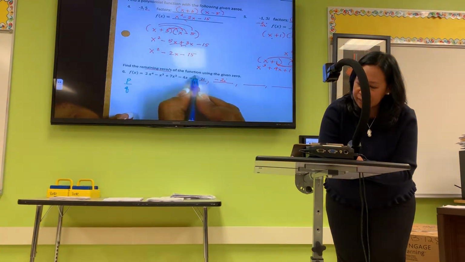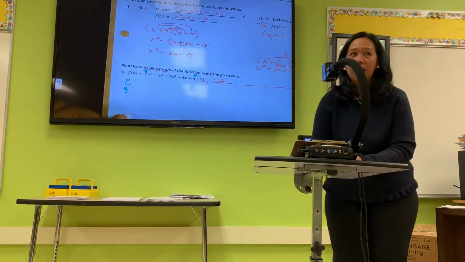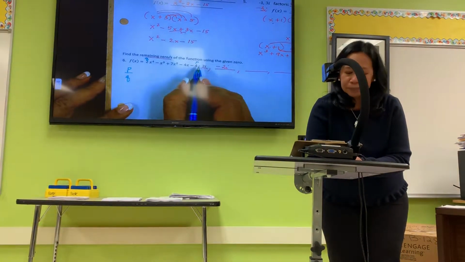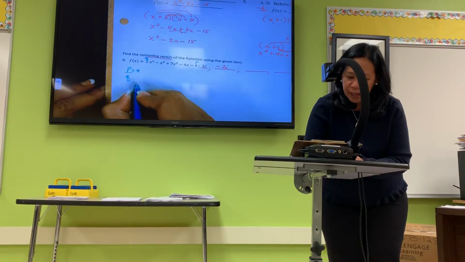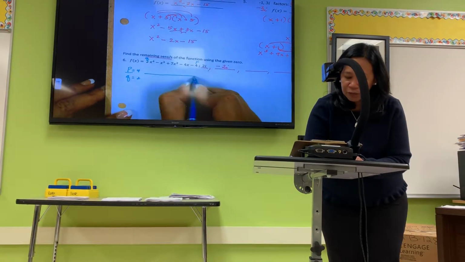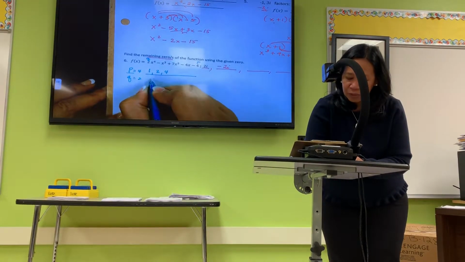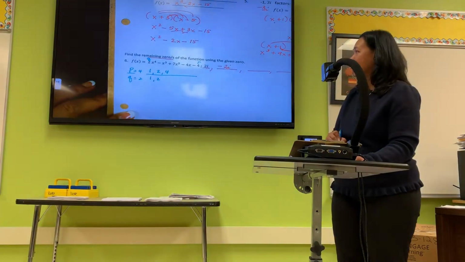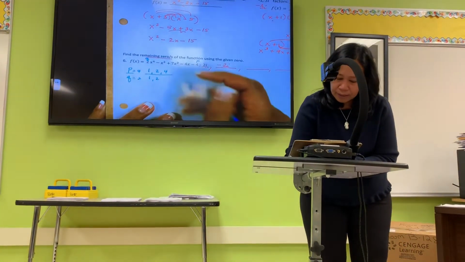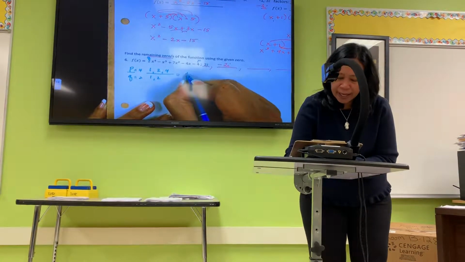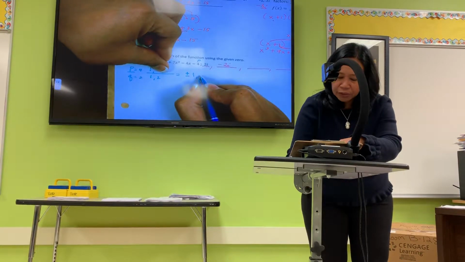The p is 4, the q is 2. So let's write down all our factors. So p is 4 and q is 2. What are the factors of 4? 1, 2, and 4. Factors of 2, 1 and 2. So let's list down all the numbers. Positive, negative. 1 over 1 is 1. Then 1 over 2 is 1/2.